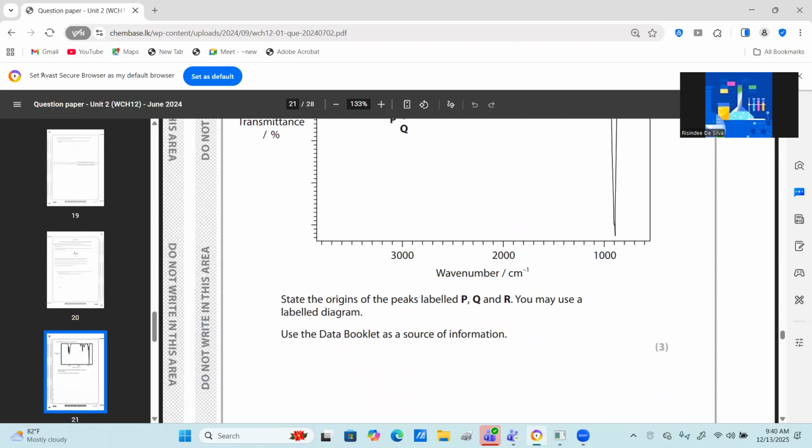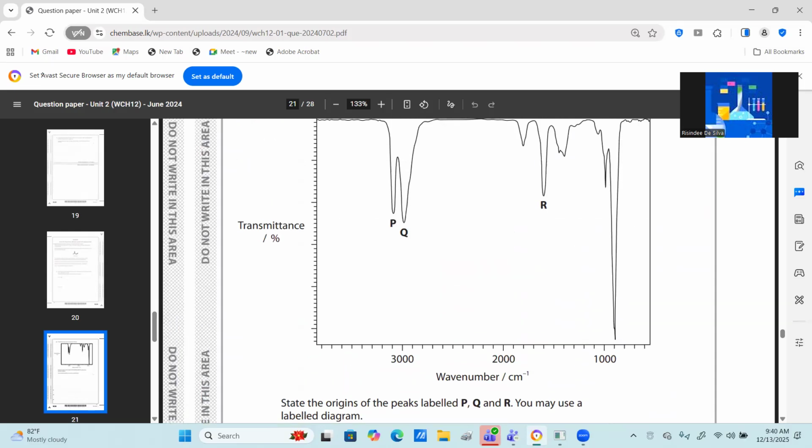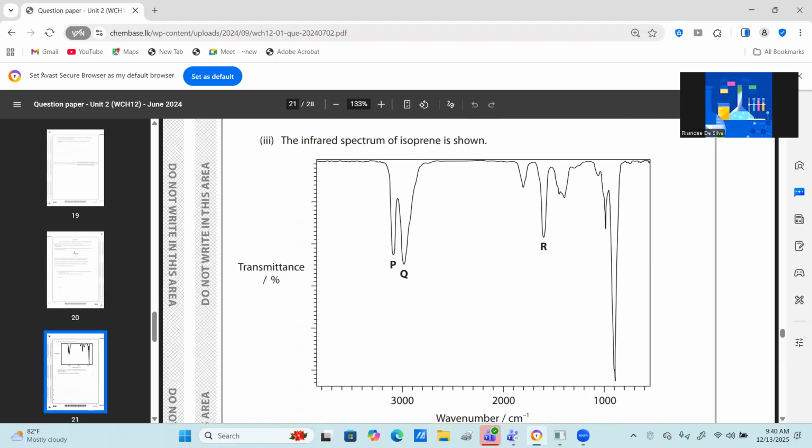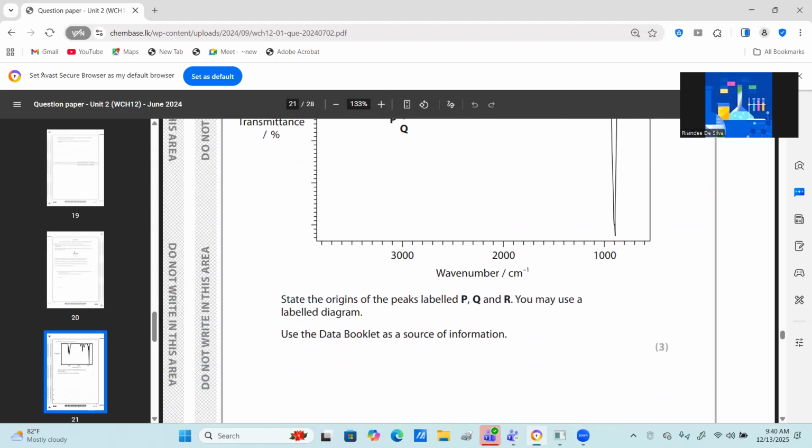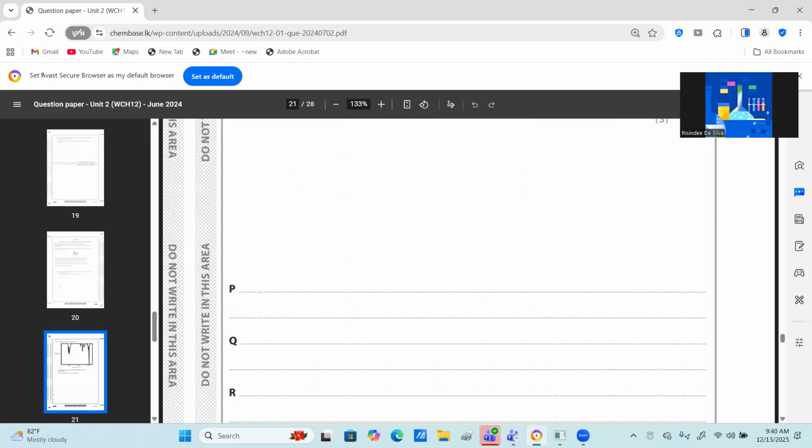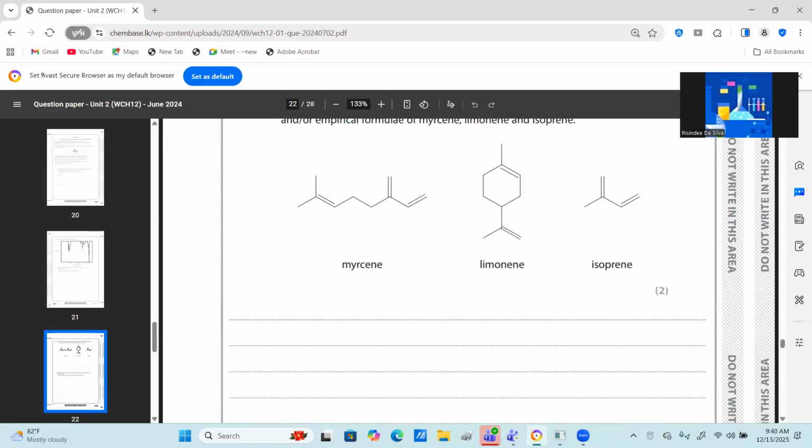State the origins of the P, Q, and R. So P and Q are due to CH stretching. P is due to CH in an alkene. Q is due to CH in an alkane. R is due to the carbon-carbon double bond. You can easily use the data booklet to get the answers.